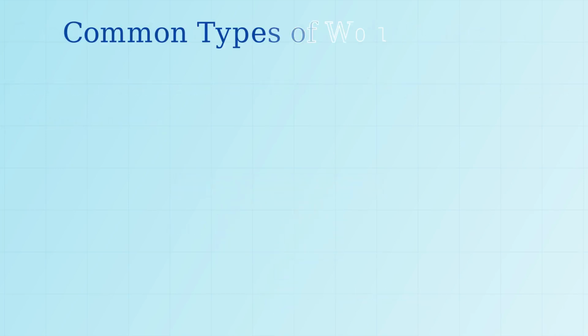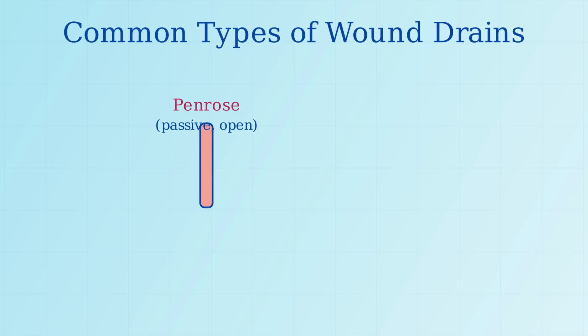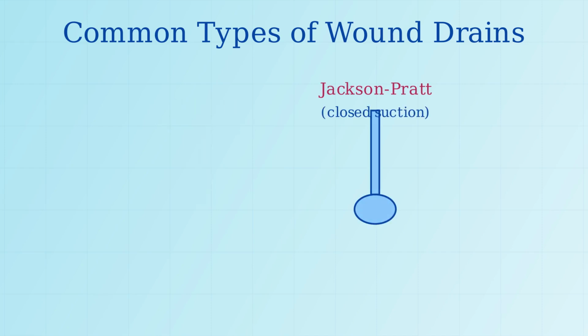There are several types of wound drainage systems, each designed for specific clinical situations. Penrose drains are simple, passive, open drains consisting of a soft rubber tube. They work through capillary action and gravity. Jackson-Pratt drains are closed suction systems with a silicone tube connected to a compressible bulb. They actively remove fluid through negative pressure.